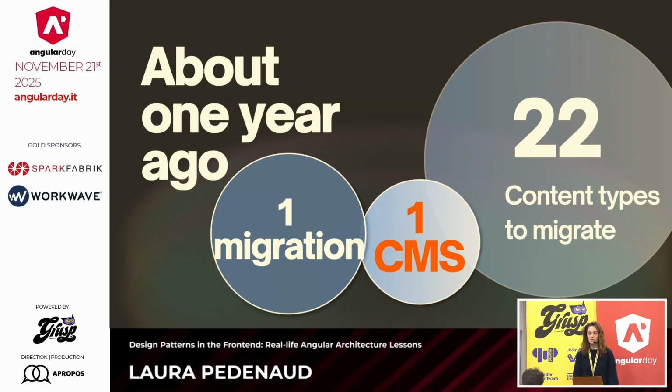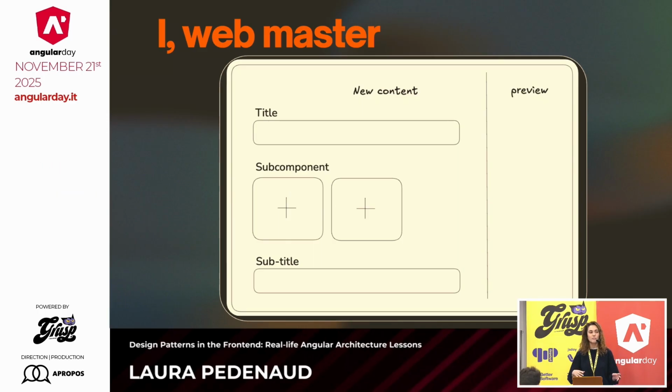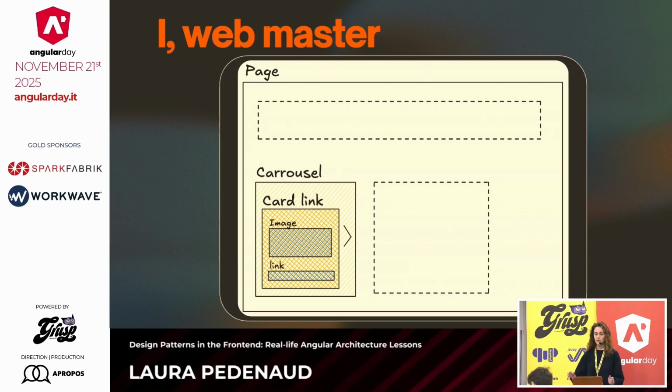So to continue with the context, if I describe the thing we had to do, the CMS we had to migrate looked like this. If you were a webmaster, you had an interface like this. You can write a title, add some subcomponents, add a subtitle, and then you can preview your static page for the e-commerce site. Then it will render like this. So this is an example of a page in this e-commerce site.